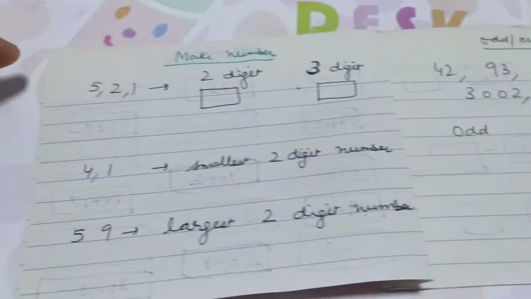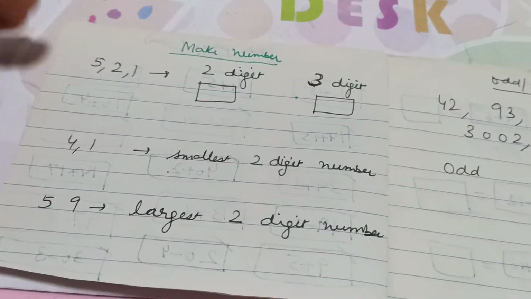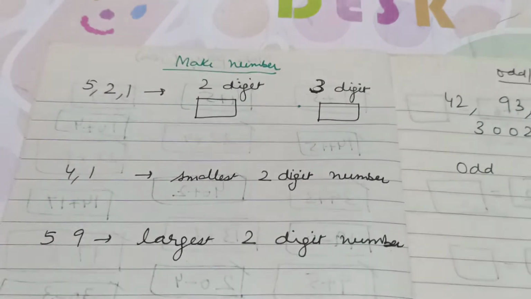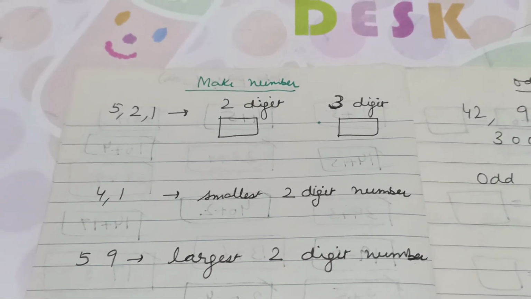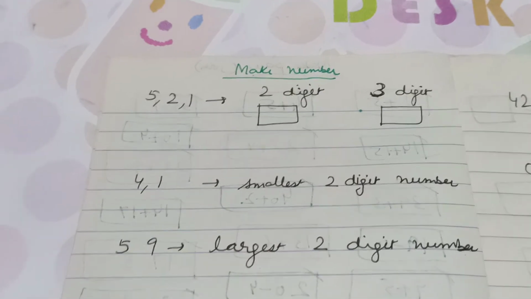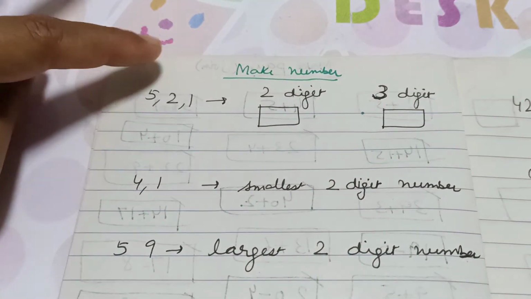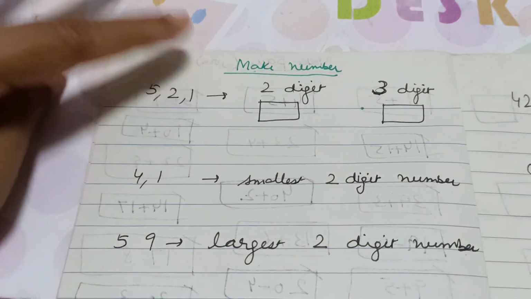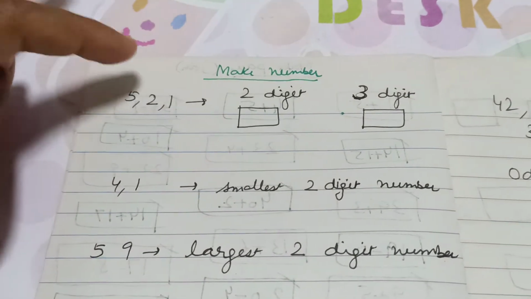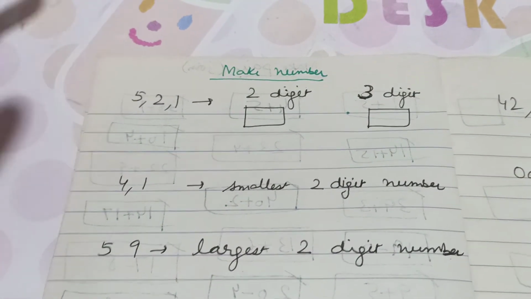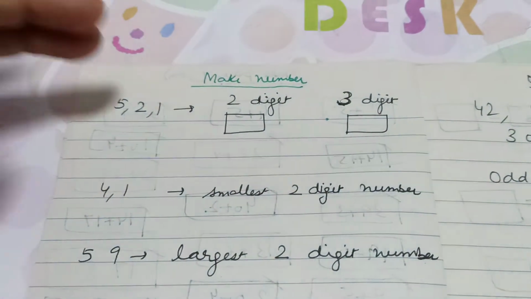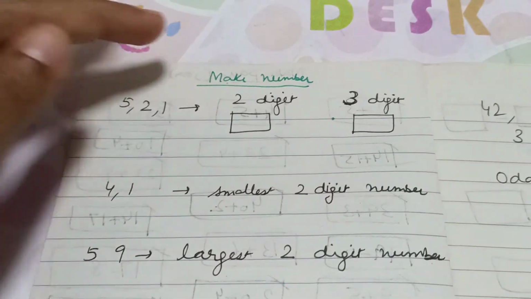This is the concept which I'm going to teach her, the new thing, like how to make a number. She knows tens and ones, that when we compare we always check the tens, or the number on the higher end. So if I have to make a number with 5, 2, 1, and I make a 2-digit number, it can be 52, 21 or 25. A 3-digit number, you can make 125, 521, anything.